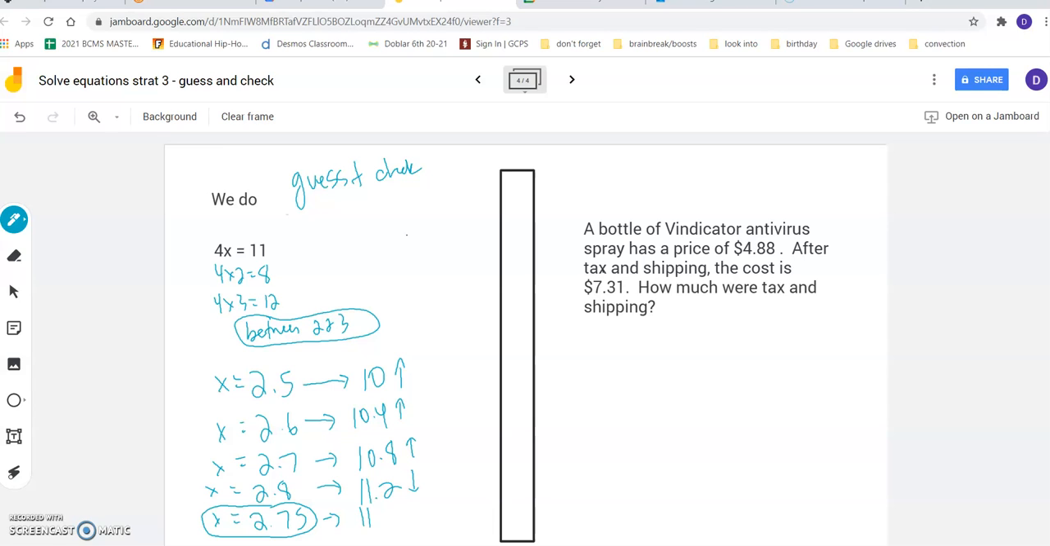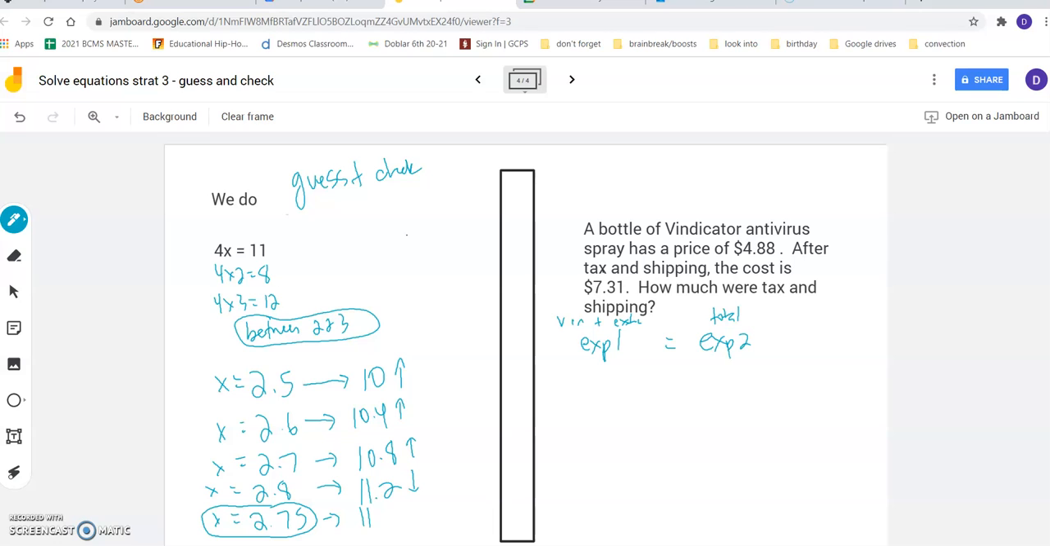Okay. A bottle of Vindicator antivirus spray has a total price of $4.88. After tax and shipping, the cost is $7.31. How much were tax and shipping? So I've got to write my equation here. Remember, I'm looking for two things that are equal. In this case, the total payment is equal to the Vindicator plus the extra costs. I'm going to say the shipping and the tax, I'll just call those the extra.